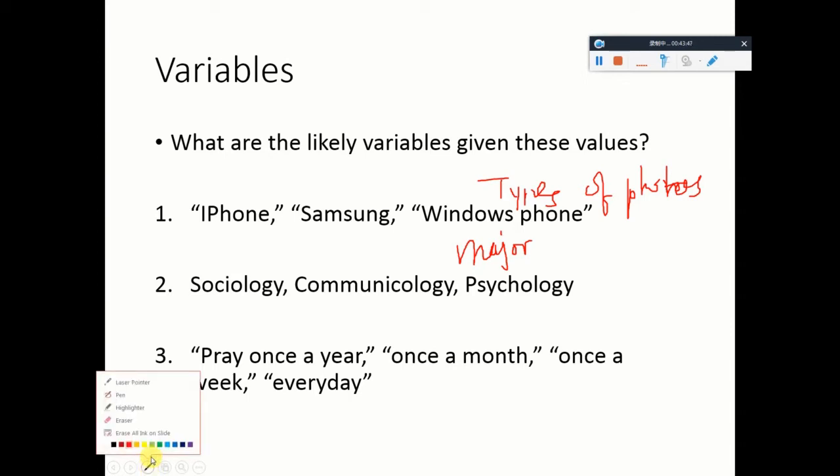Well, very easy, right? This variable we can say it's religiosity, right? So this is a variable. Well, first of all, it's a concept. It refers to the strength of belief that a person has in religion, right?